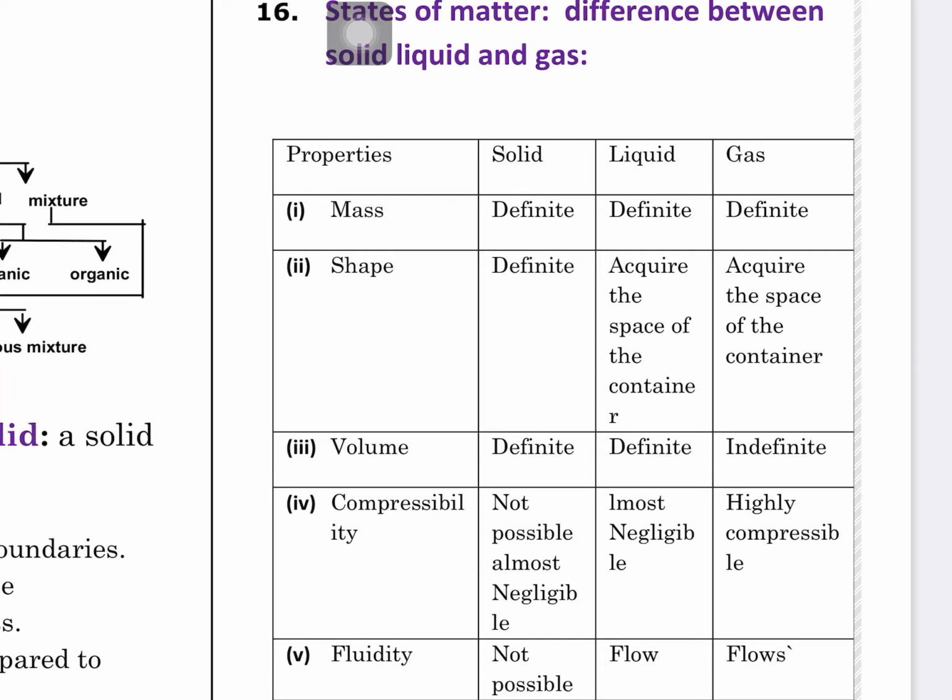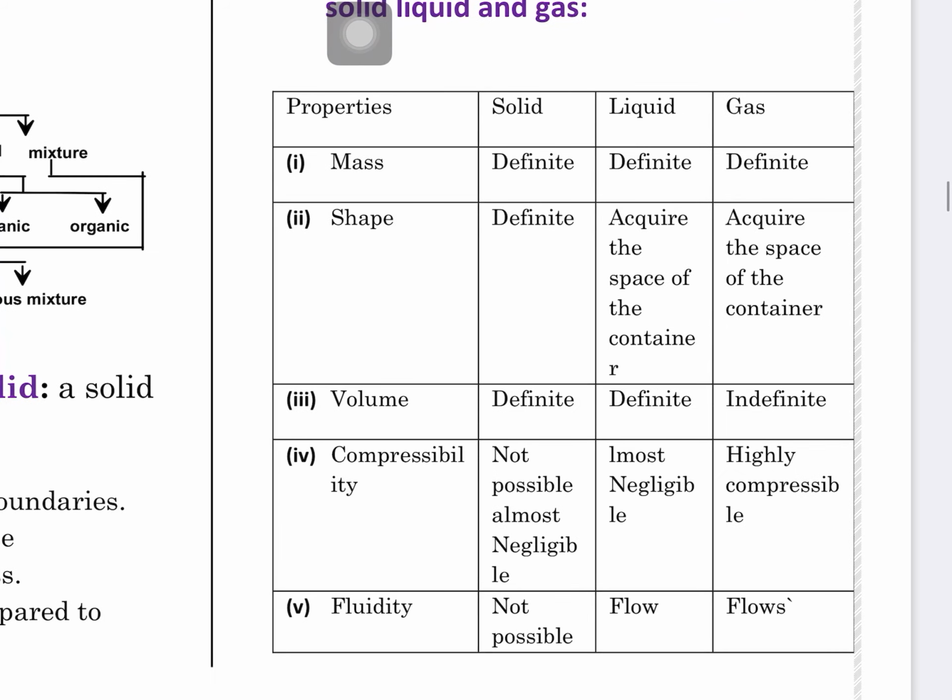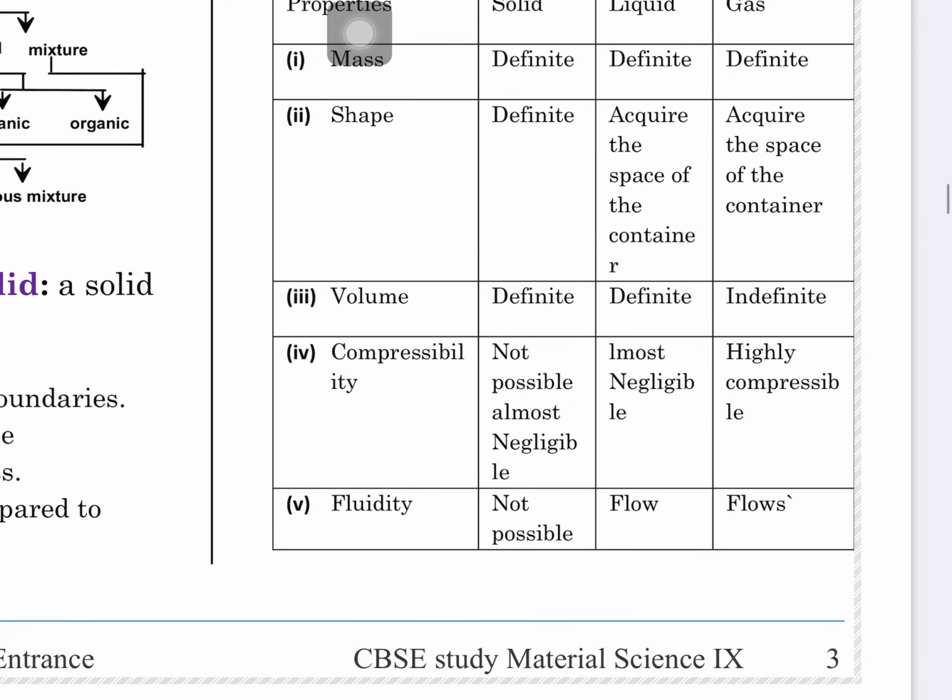Mass: solid has definite mass, you may see, and liquid is also definite. Indefinite we can speak here, and definite is written here. You may correct it in the differentiation table. Sorry, all three have definite mass, because mass is the basic characteristic of the material. Okay. Shape: solid has definite shape, and liquid takes the space of the container. Gas also takes the space of the container. Volume: definite and indefinite. Compressibility: not possible, almost negligible.